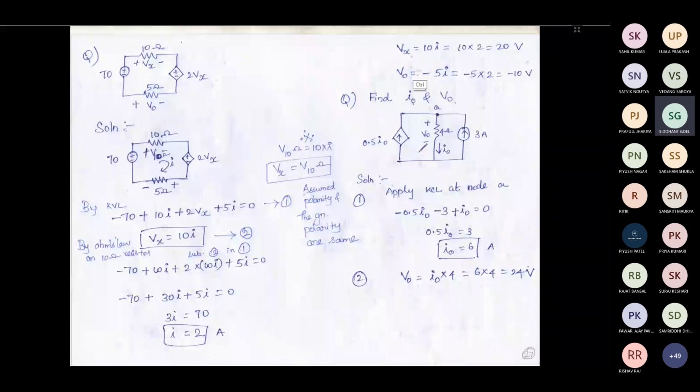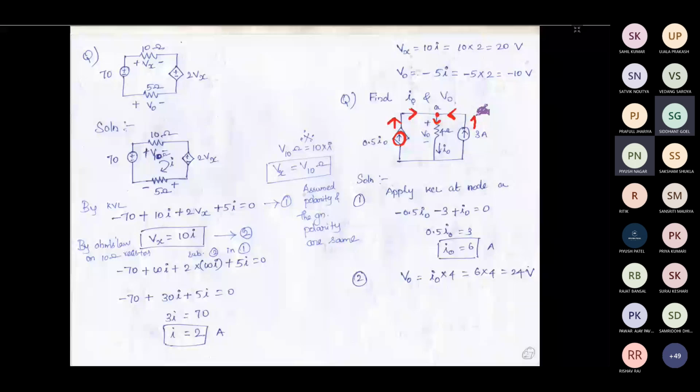So here you can apply KCL. Two currents are coming in and one current is going out as per the given direction. If it is not given, then it is a different case, but it is given, so you take it accordingly. You can see the current is coming out of this, so the current is coming into this node. Here the current is coming into the node because the current direction is given like this.